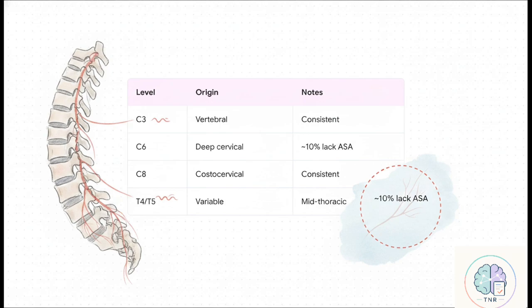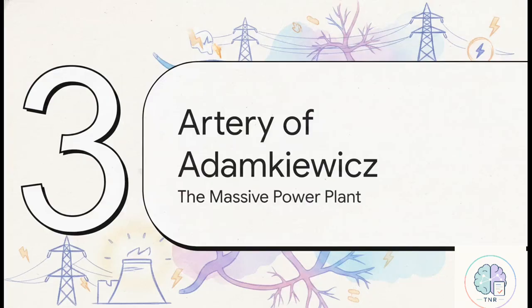But here is a clinical detail you absolutely cannot afford to skip. Roughly 10% of the population completely lacks an anterior radicular artery in that lower cervical spine around C6. I mean, just imagine the implications if a surgeon is operating in that specific area without knowing that. Which brings us to Section 3, the artery of Adamkiewicz.